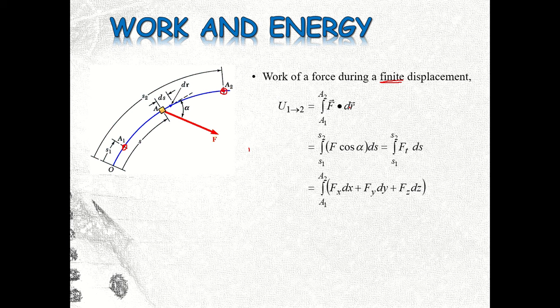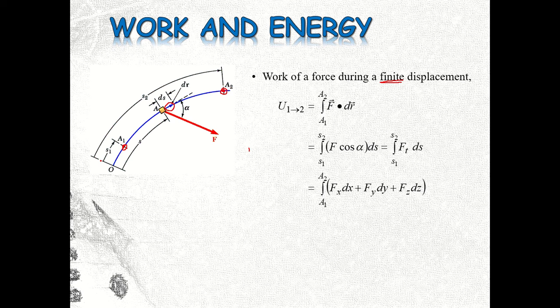And our dr here is this one. You see this part here? This is our dr, you have the arrow. So that is the vector. This is a vector, and this is also a vector. So this is the dot product of the vectorial force and the vector displacement. The lower limit is A1, and the upper limit is A2.